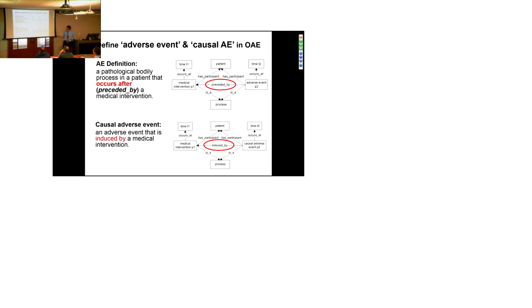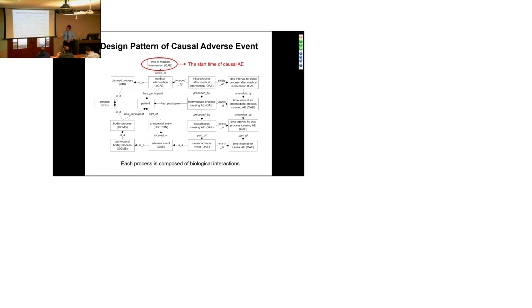So let me come to this example. Even with just these two simple terms, we argued for years. Eventually we came to this one. The adverse event is preceded by a medical intervention. It may or may not be due to the medical intervention, so causality is not assumed. For the causal adverse event, it's induced by, everything else the same. This is a subset of preceded by, so it means it's causal. So we classify them in two different ways to support our later study.